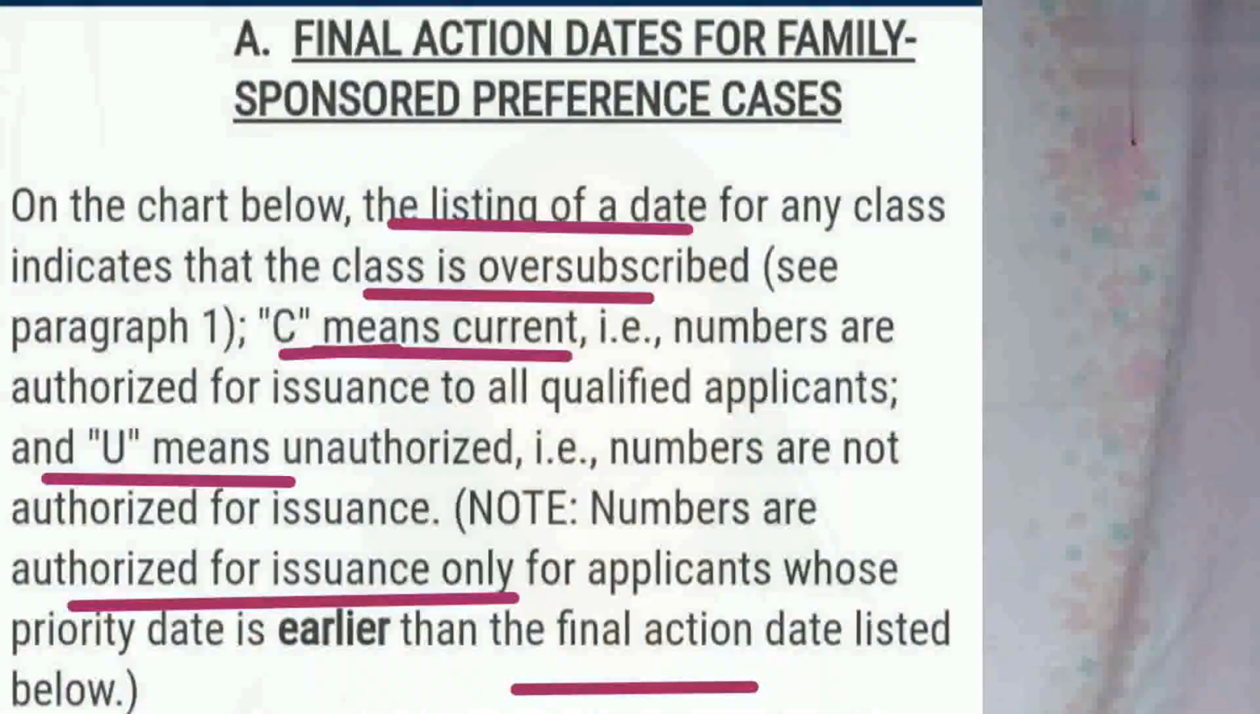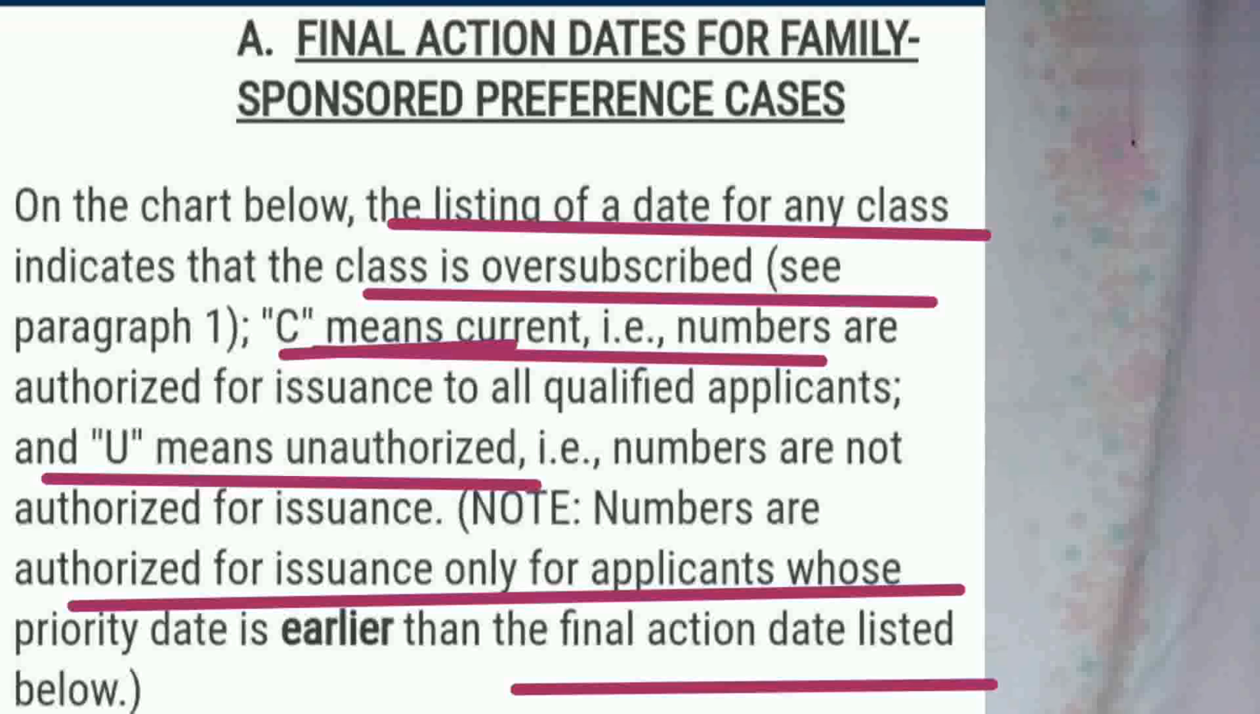Final action dates for family-sponsored preference cases. On the chart below, the listing of a date for any class indicates that the class is oversubscribed. See paragraph 1. C means current, for example, numbers are authorized for issuance to all qualified applicants, and U means unauthorized, for example, numbers are not authorized for issuance. Note, numbers are authorized for issuance only for applicants whose priority date is earlier than the final action date listed below.